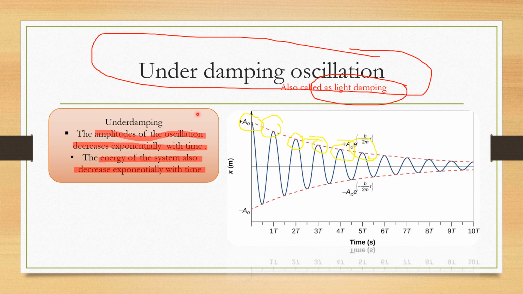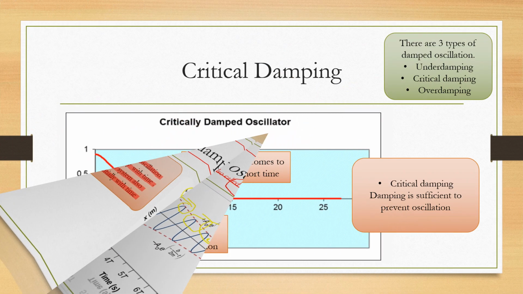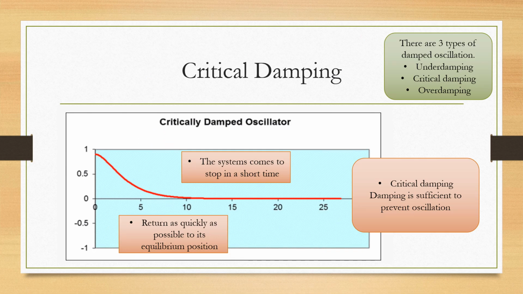You also have to memorize the pattern of the graph for under damping, or light damping. This is x, which is displacement, versus time. We have an amplitude here because amplitude is also referred to as displacement. Now let's move on to the next one. There are three types of damped oscillation, and we already covered under damping.